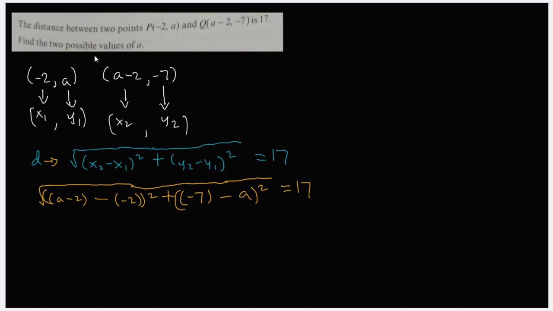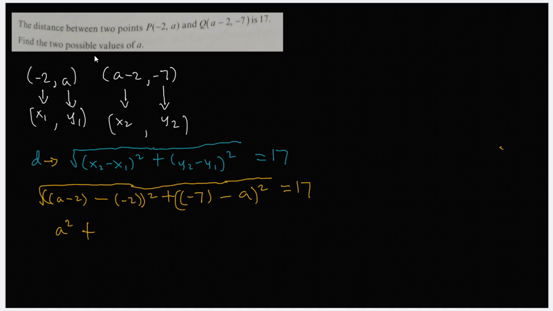Let's start to evaluate this. As you can see here, this will be negative 2, so negative and negative becomes positive. This will give us 0 on this part. If we simplify it, we will have a squared plus, simplifying the one on the other side, negative 7 minus a, squared.